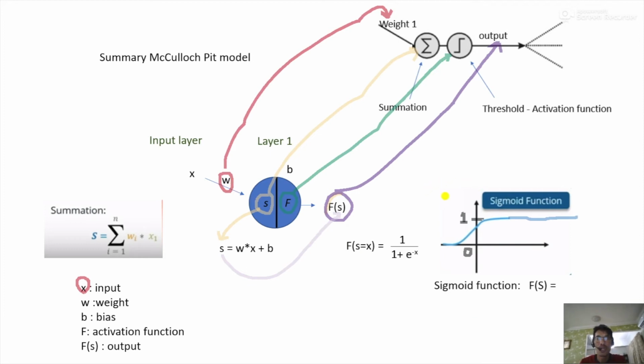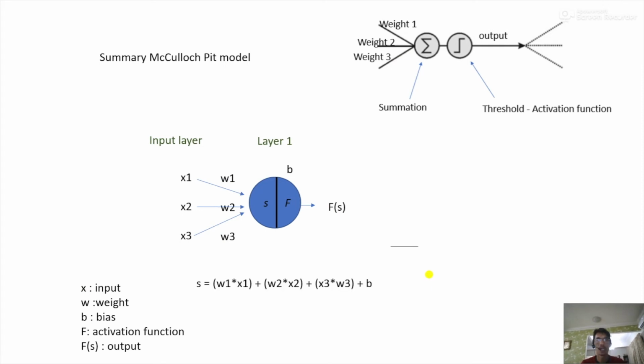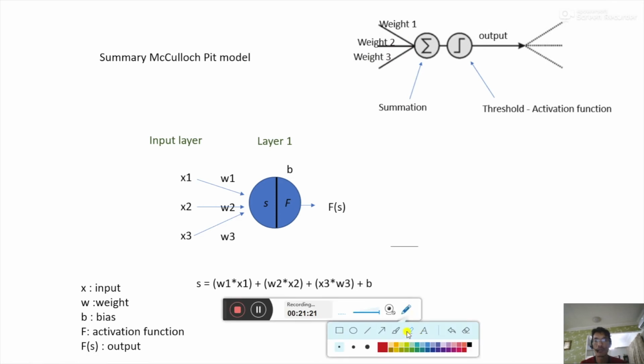We move to another slide. Now we look at a bit more detail. Look here. You now have 3 inputs.